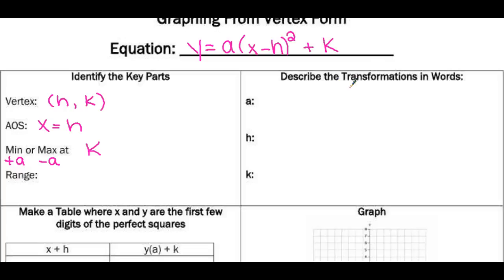The range is always going to have a y, but the range is going to depend on the a. If you have a positive a, good. And if you have a negative a, then it's less than or equal to.